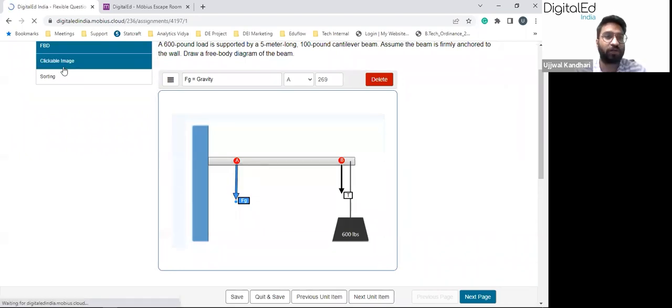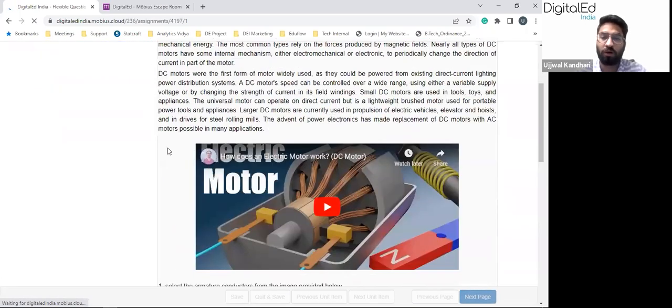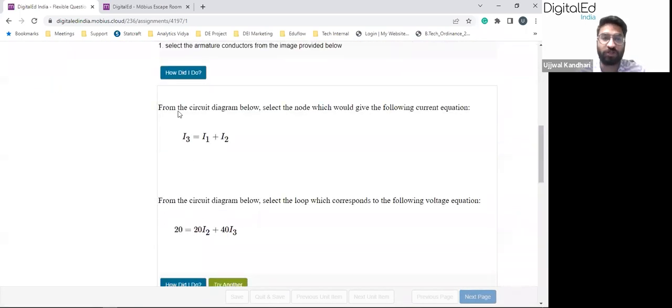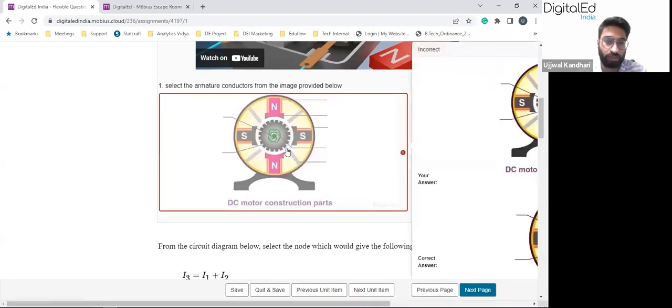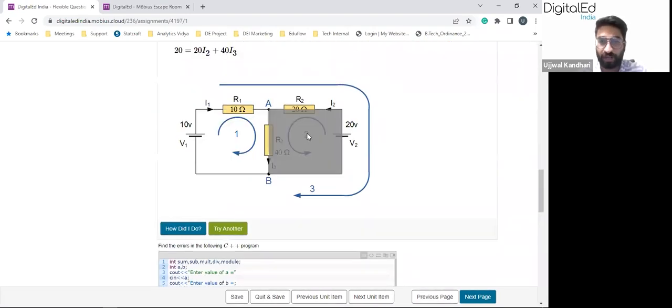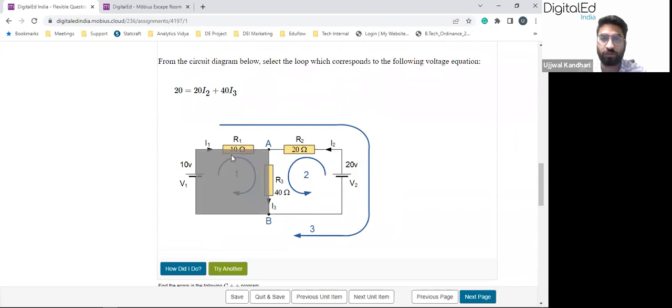Then we have another question type that allows you to pick something out of an image. So identify where's the armature. You select, click on it. How did I do? Okay, incorrect. Identify at which loop this equation would actually meet.